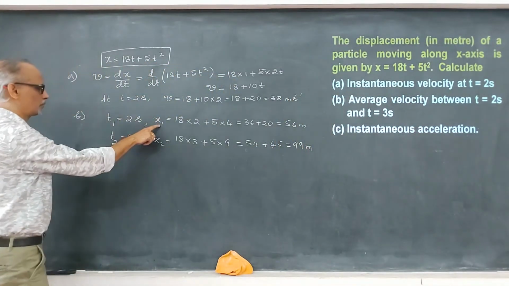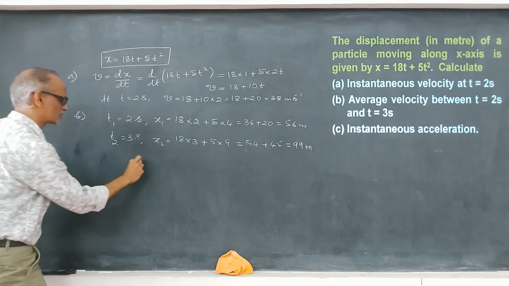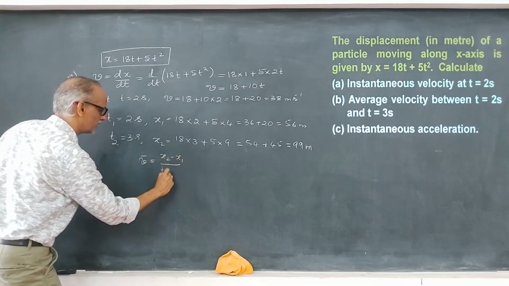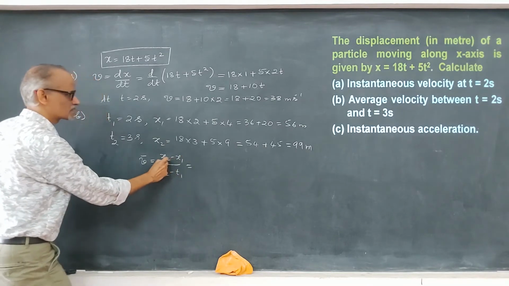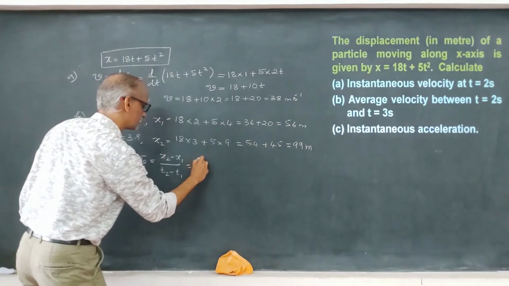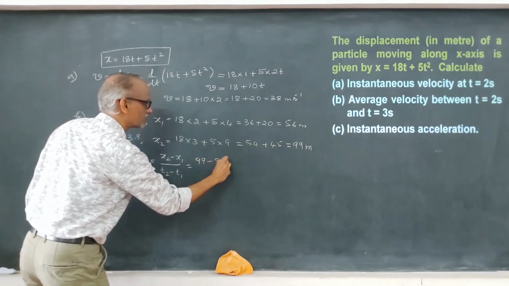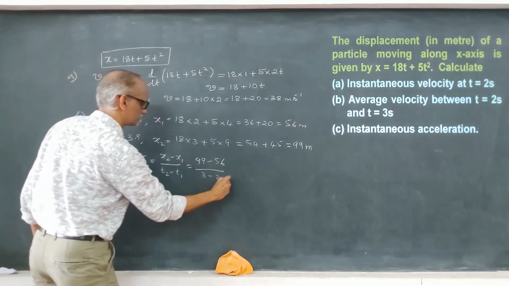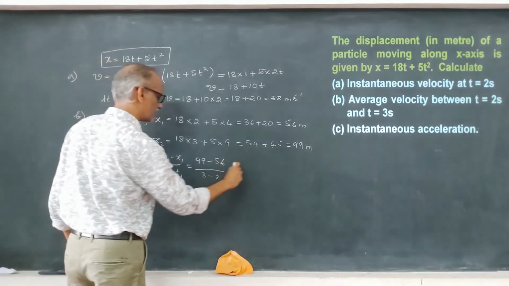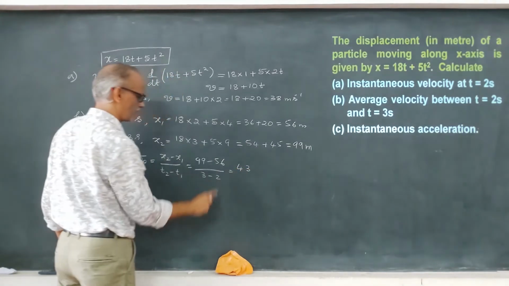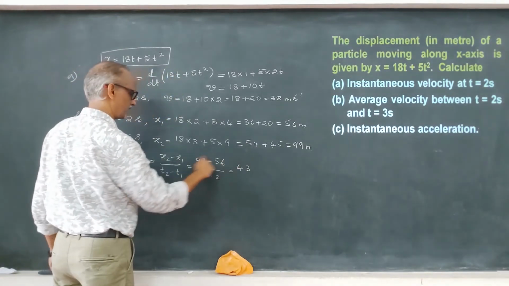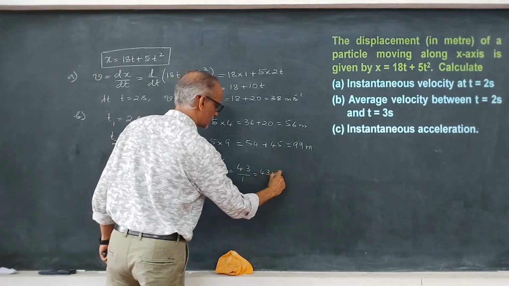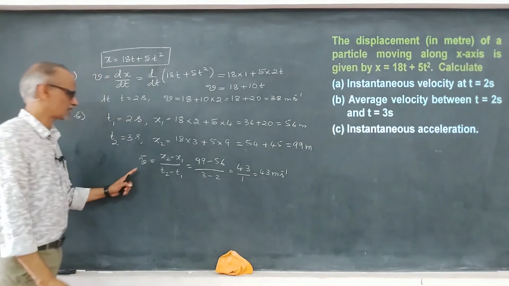So, we know x1 now, we know x2, we know t1, we know t2. So, how do you find the average velocity? Average velocity is always x2 minus x1 by t2 minus t1. What is x2? x2 is 99 minus 56 by t2 minus t1, 3 minus 2. So, this will be 43, correct? 99 minus 56 is 43, by 3 minus 2, which is 1. So, this is 43 meter per second. So, that is the average velocity.